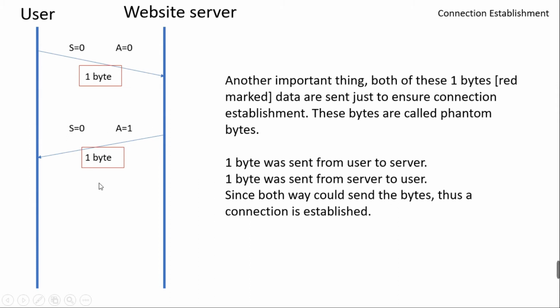So those bytes over here are actually used just to test both sides, the user and the website server. Since both user and server could send bytes, we can say that a connection is now established, because the user tested the server by sending 1 byte, and the server responded by sending 1 byte too. So both of them are communicating with each other. So yes, a connection has been established. Now we can move to our next step.